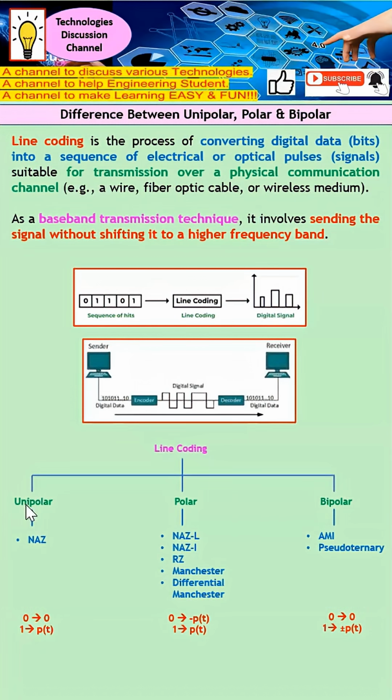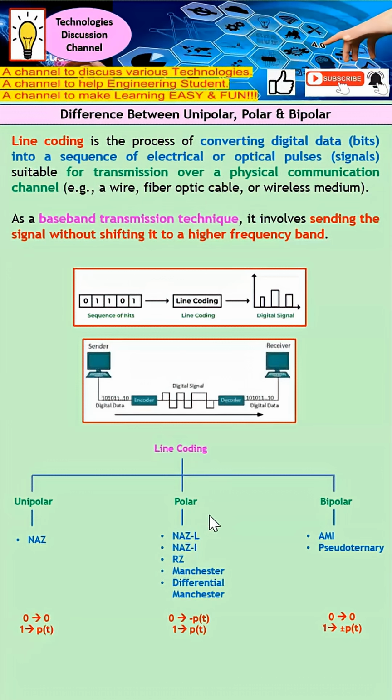For unipolar, we have non-return to zero. What is the unique characteristic of unipolar? For example, when the binary is equal to 0, I have nothing to represent in the time diagram. However, when the binary is equal to 1, I have a pulse to represent this binary data of 1.